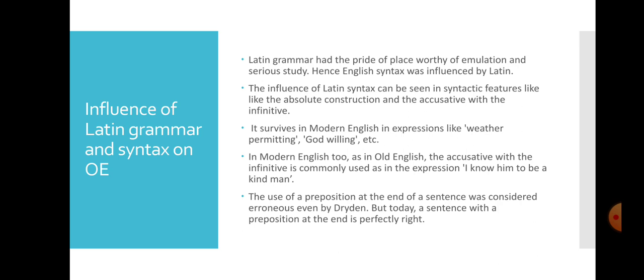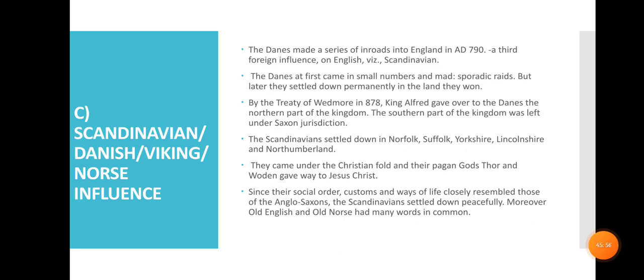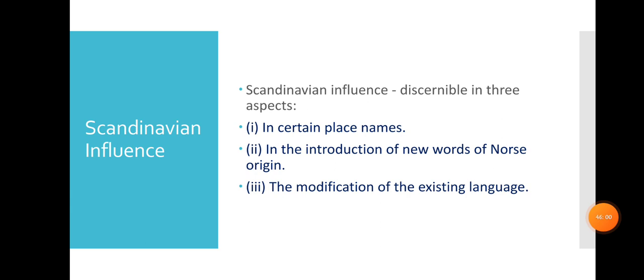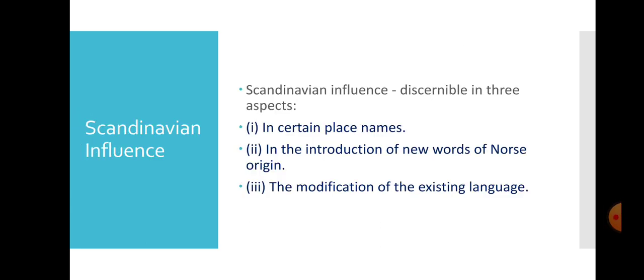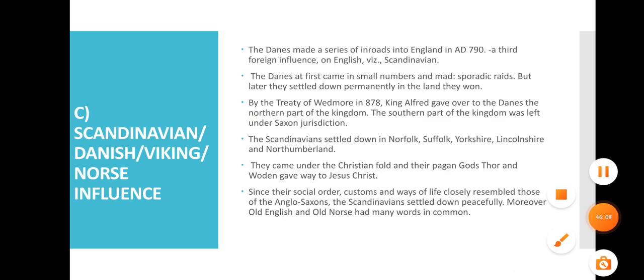Now the third influence, that is the Scandinavian influence on the English language, otherwise called Danish influence, Viking influence, or Norse influence. With the arrival of the Danes, the English language underwent the third foreign influence.